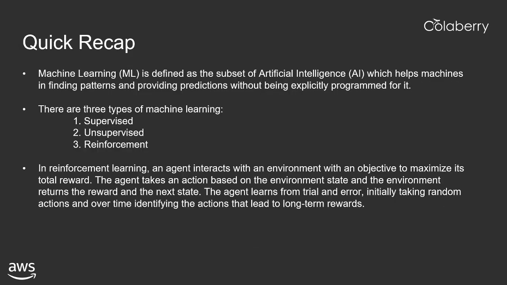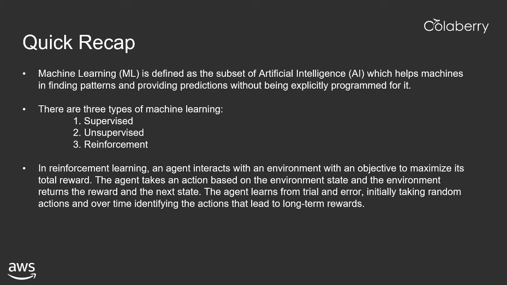Now we will give a quick recap of the major points we've covered in this video, which were: machine learning is defined as a subset of artificial intelligence in which machines find patterns and provide predictions without being explicitly programmed to do so. That there are 3 types of machine learning: supervised, unsupervised, and reinforcement.